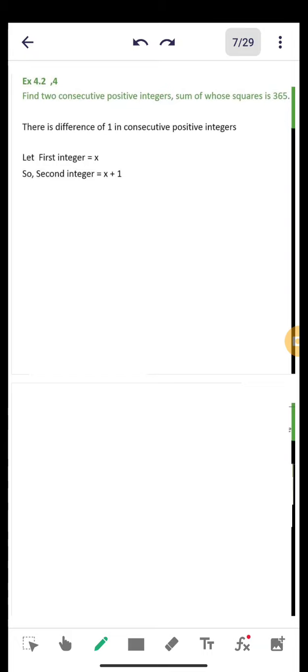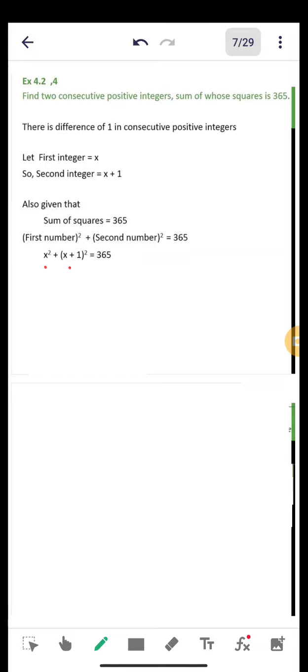Consecutive positive integers. Now he is telling the sum of squares of these numbers. So we'll square them and add them. Finding the sum of the squares: square of x, the first number, and the second number. x square plus x plus 1 whole square is equal to 365.